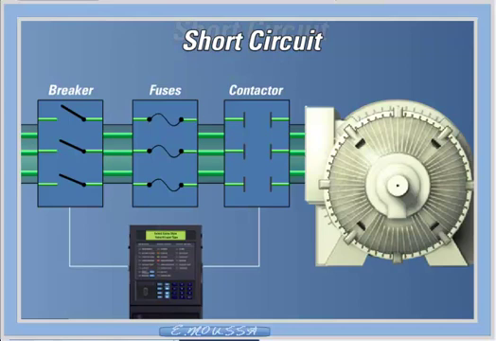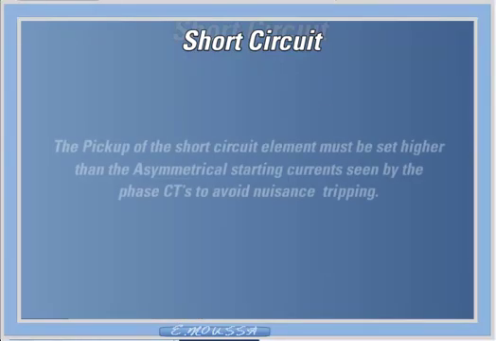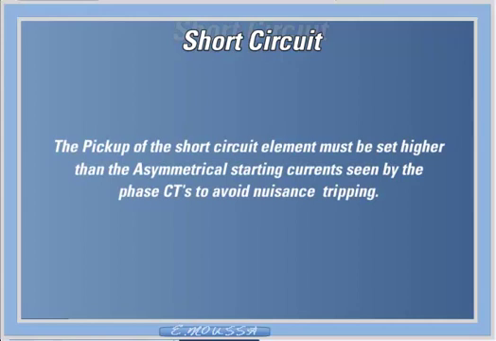When a motor starts, the starting current, which is typically 6 times the full load current rating of the motor, has asymmetrical components. These asymmetrical currents may cause one phase to see as much as 1.7 times the normal RMS starting current. As a result, the pickup of the short circuit element must be set higher than the maximum asymmetrical starting currents seen by the phase CTs to avoid nuisance tripping.